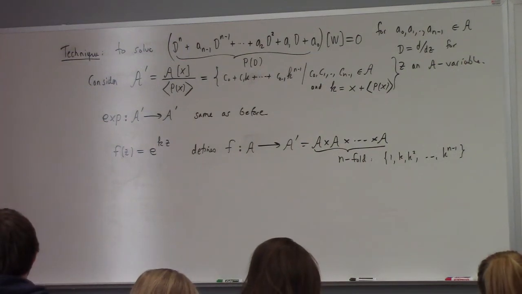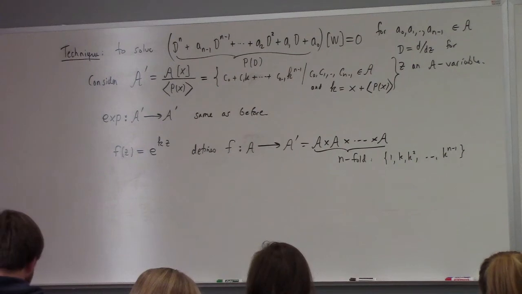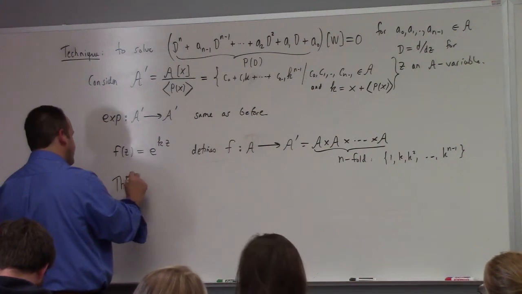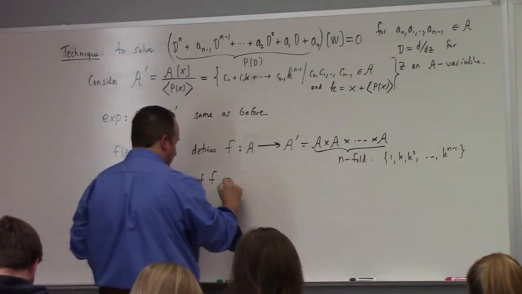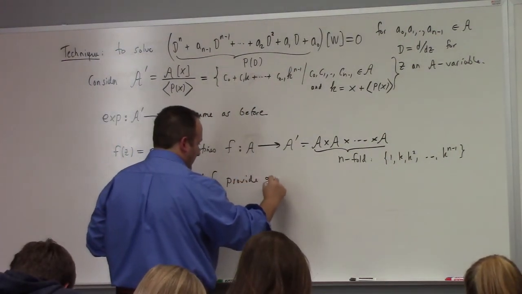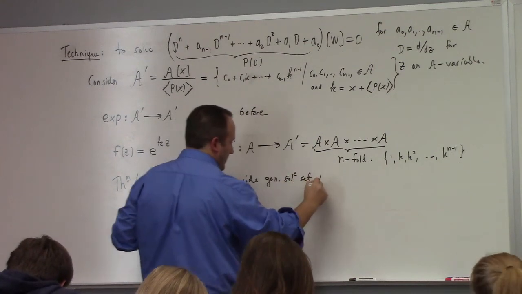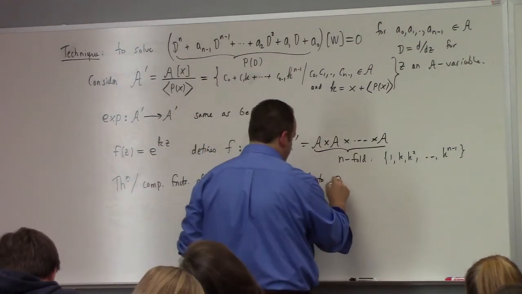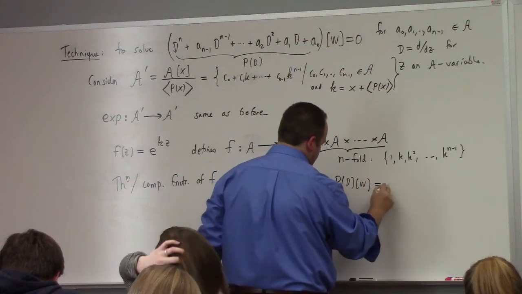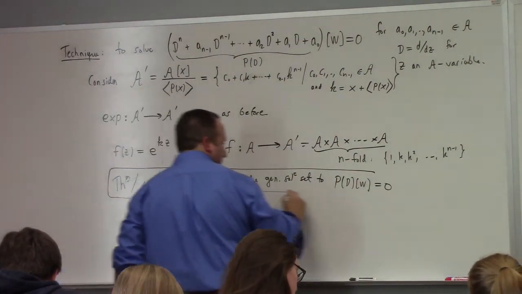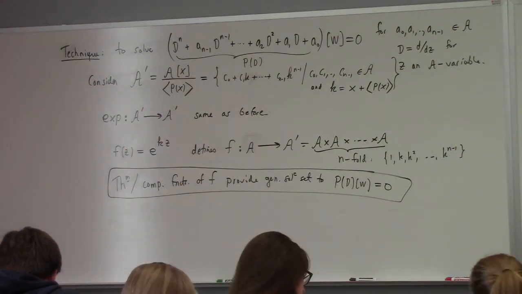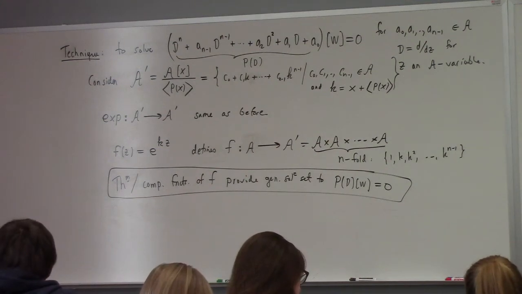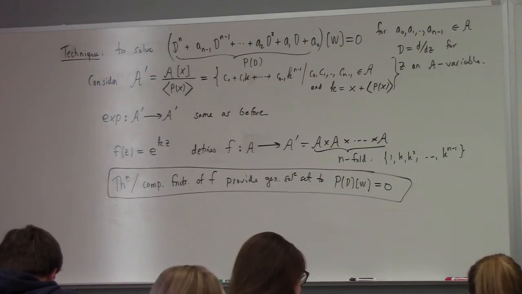And here's the theorem. The component functions of the exponential, the component functions of f, provide the general solution set to P of D, W equal to 0. This is how you can solve any constant coefficient non-degenerate nth order differential equation over any finite dimensional associative commutative unital algebra, period.